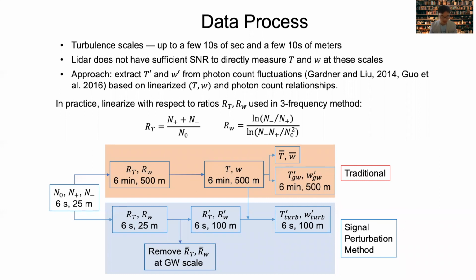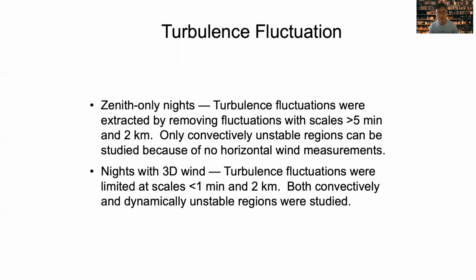The flow chart shows the difference between the traditional method and the signal perturbation method. The traditional method derives the perturbation of temperature and wind directly from T and W themselves. In SPM, we first remove the background ratio at gravity wave scale, then we get the turbulence scale fluctuations of the two ratios. And then we use the linearized T, W, and photon count relationships. Turbulence scale fluctuations can then be derived.